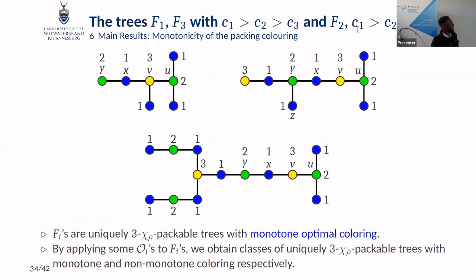So we are now saying if we apply our operations here, we are going to show that we can obtain classes of uniquely three tidal packable trees with both monotone coloring and non-monotone coloring respectively.